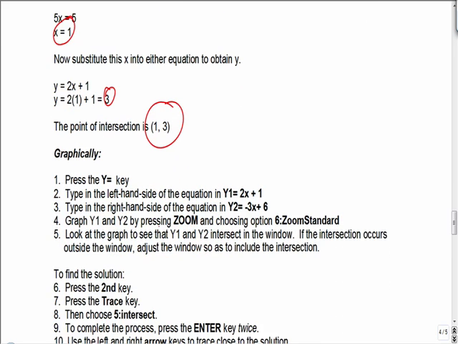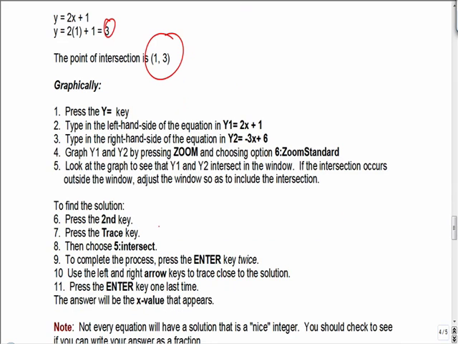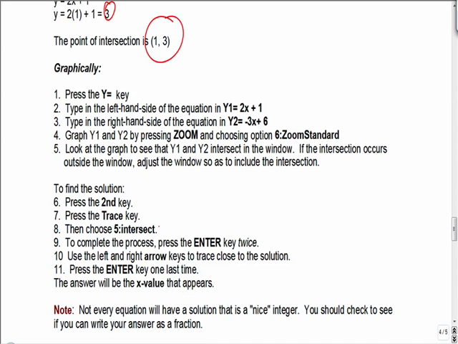I've given the steps for how we do this graphically. You might want to refresh your memory as to how to do it if you have not done an intersection in a while, or maybe if you've never done it. So remember to do it graphically.